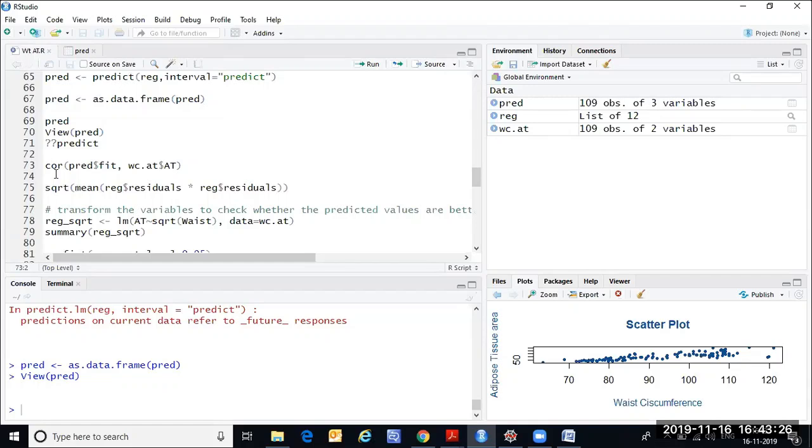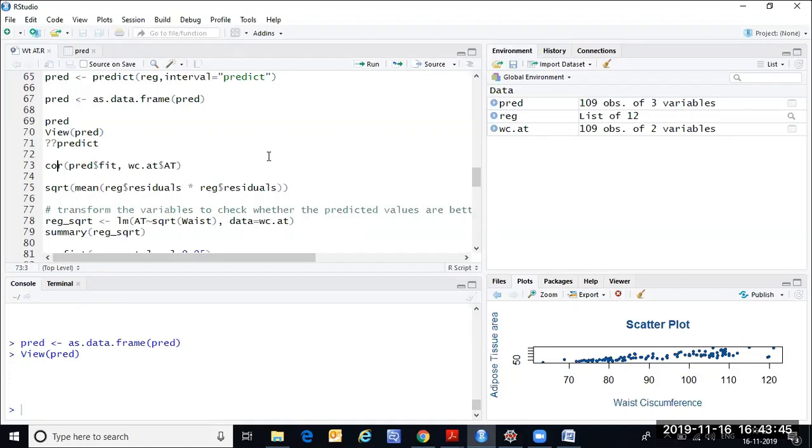If you see the correlation between the predicted values and the actual values, but what is the expected correlation, friends, between these two? The predicted values and actual values. What is the expected? What is the best correlation that you can have between the predicted values and the actual values of a variable?